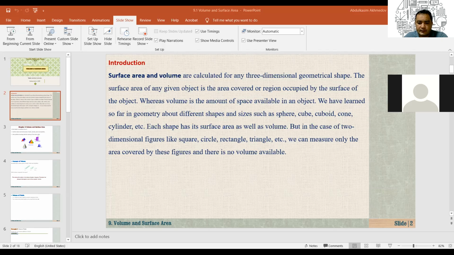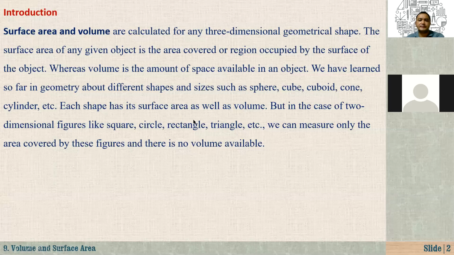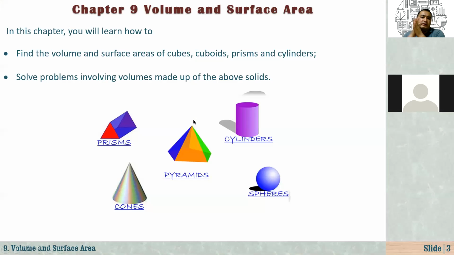All right, let's get back to our slide. So now, what are we going to learn in this chapter? We are going to learn how to find the volume and surface areas of very simple objects: cubes, cuboids, prisms, and cylinders. And after that, we will solve problems involving volumes made up of the above solids, right?